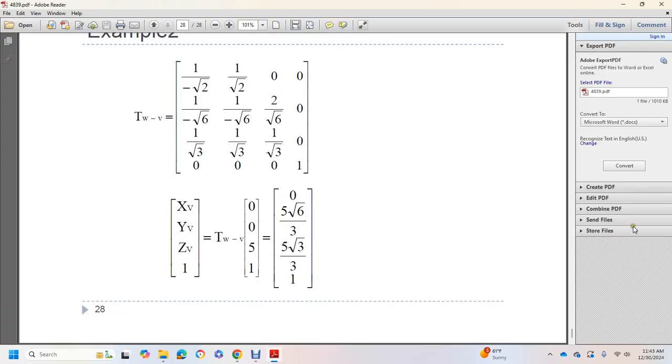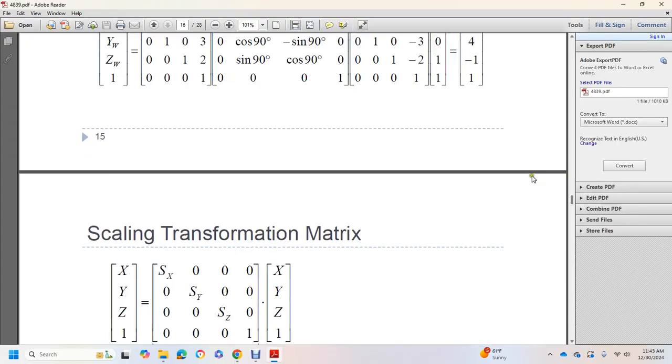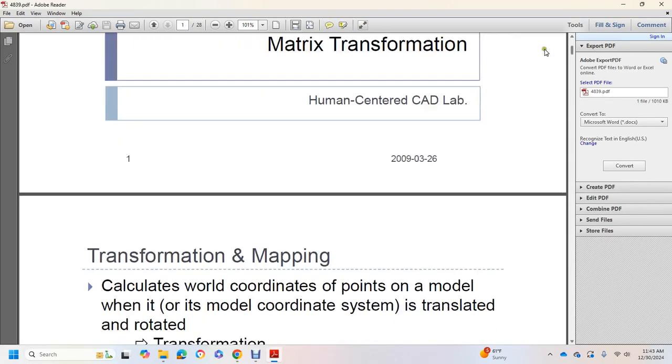And that is basically a rough look at matrices. You might need to study some matrices. I do.